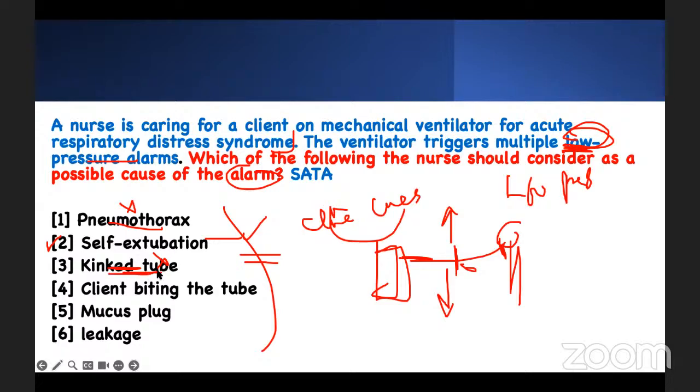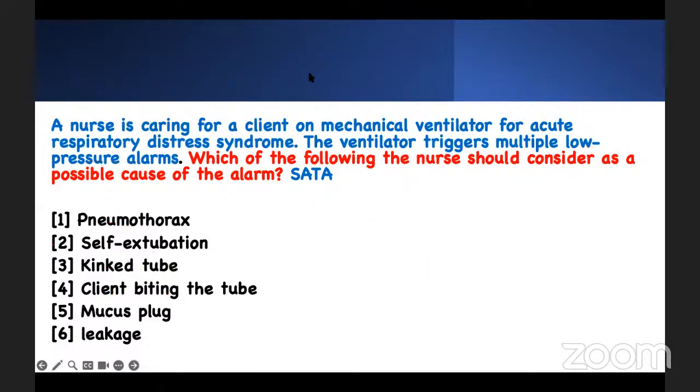A kinked tube creates more pressure. When you kink the tube, there's pressure. A patient who is biting the tube is also pressure. If you choose 3 and 4, you are not reading the question right. The question says low pressure alarm. Once again, low pressure alarm. Therefore, don't choose number 3. There's a reason why I said it: it's for attention to detail and focusing on the keywords.